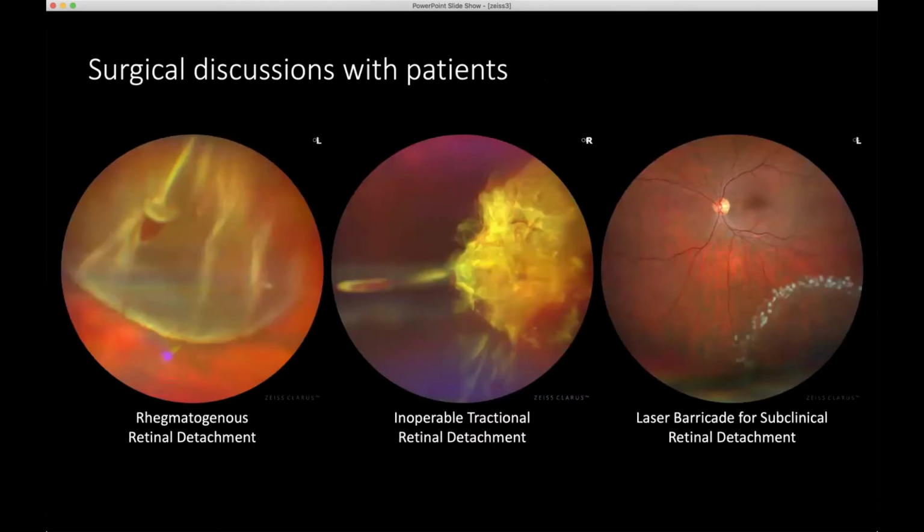Often in clinic, I'll be discussing surgical options with patients, and fundus photography, especially peripherally, can be helpful in talking about rhegmatogenous detachments and optional tractional detachments, as well as using laser barricade for subclinical detachments. So in this last photo here on the right, you can see that laser barricade was used here, and this can also be helpful to follow the patient over time to ensure that there's no progression of the detachment past the laser.